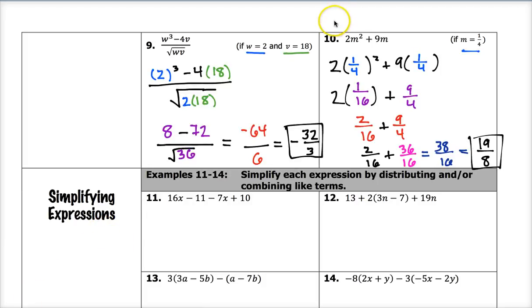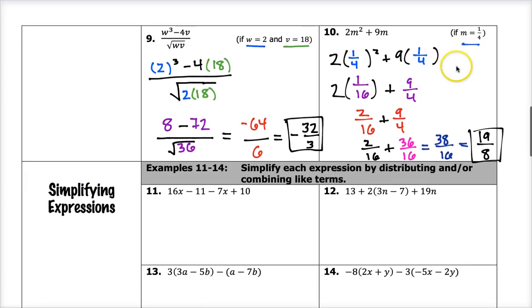Okay, check your answers. Again, number 9 here, I plugged in a 2 for W and an 18 for V. And you can see down here my steps. You end up getting an improper fraction of negative 32 thirds for number 9. And then number 10, plugging in just a 1/4 for M. You have to do a little bit of fraction addition at the end, and you should get a reduced improper fraction of 19/8 for that answer.